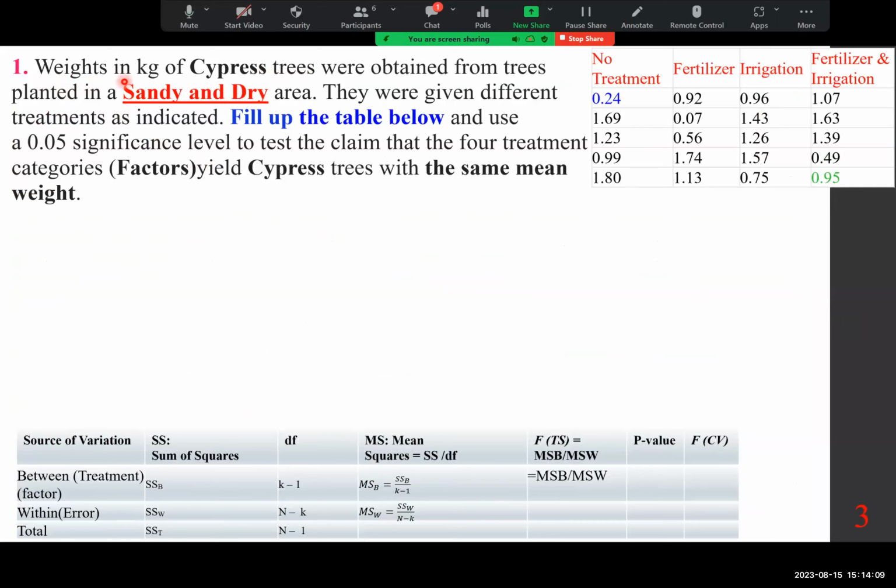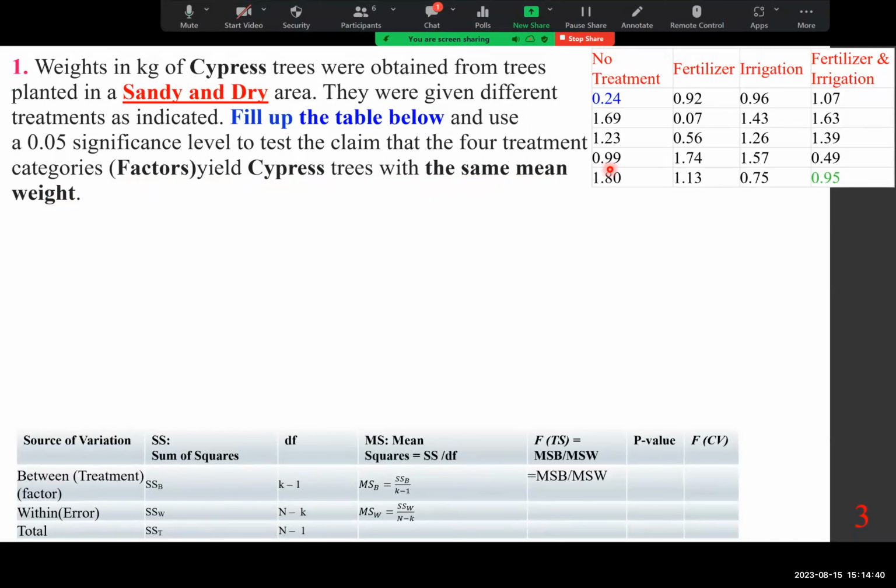Weights in kg of cypress trees were obtained from trees planted in the sandy and dry area. They were given different treatments as indicated. Fill up the table below and use a 0.05 significance level to test the claim that the four treatment categories yield cypress trees with the same mean weight. Perfect. Thanks.